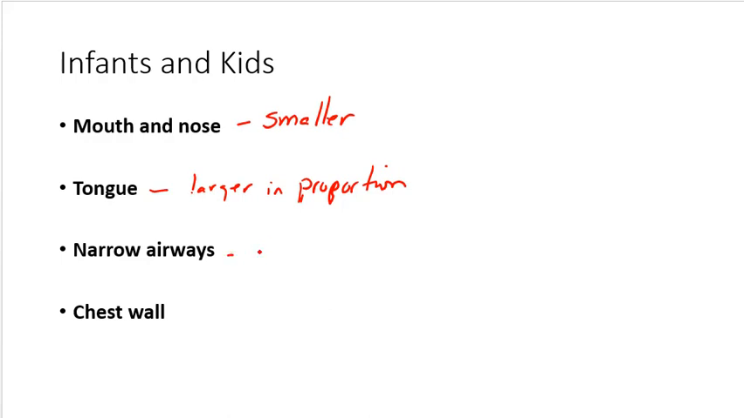Children also have much narrower airways that are more prone to obstruction. They're also very fragile, so we're going to need to be very careful when we do airway management on kids because we can actually injure the airways.